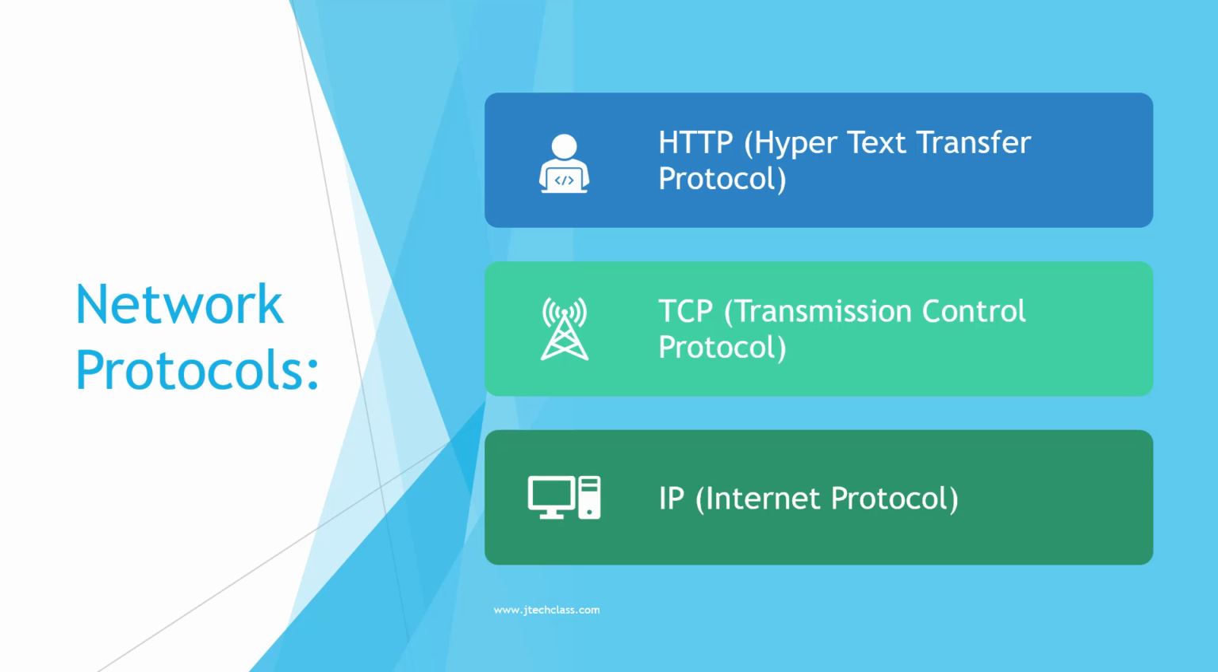Then we have TCP, the Transmission Control Protocol. This one allows the web server and the client to have knowledge of which packets have been sent in which order, which have been received, and which ones need to be sent again. Then we have the IP protocol, the Internet Protocol. This one sometimes is confused with IP addresses like IPv4 and IPv6. Even though IPv4 and IPv6 form part of the Internet Protocol, they have different meanings.